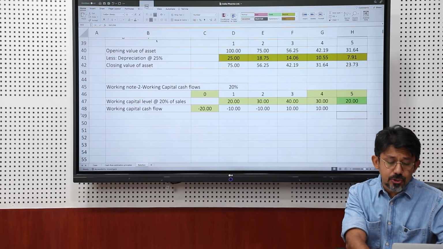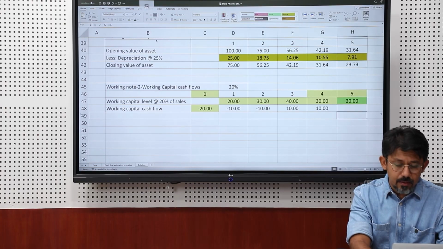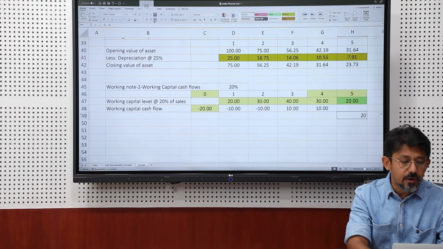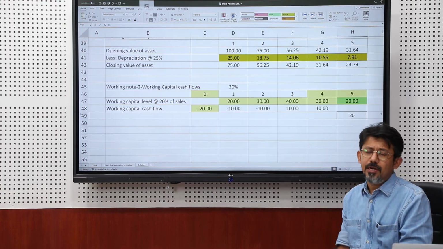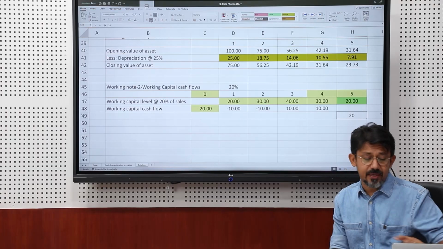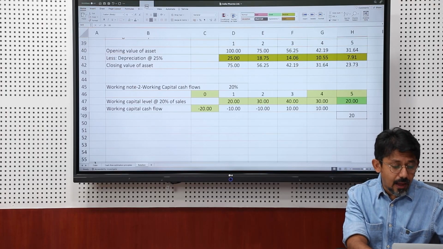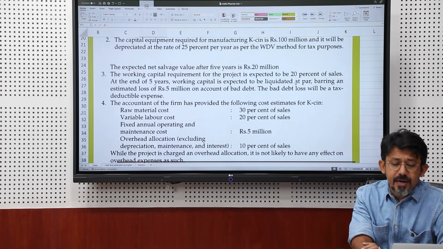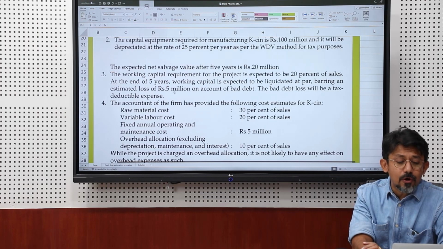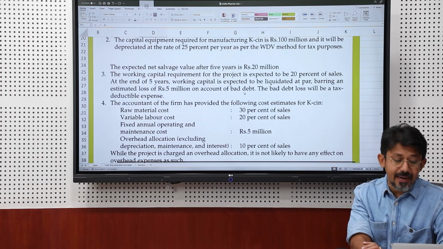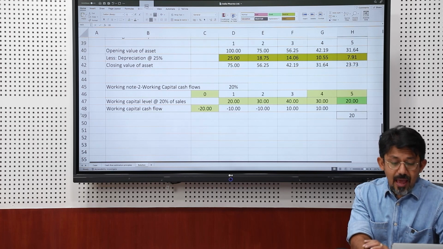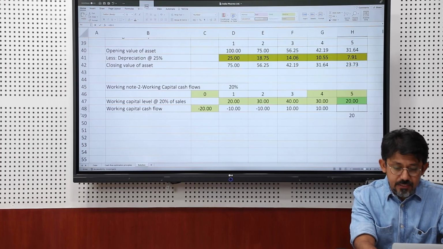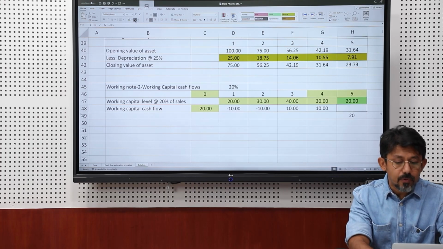So ideally I should be writing 20 as a cash inflow in year 5, right, but I am not writing 20 over here. In this specific case, I can go back to the case and read this. You are told working capital is to be liquidated at par, barring an estimated loss of 5 million on account of bad debt. So, I should actually be writing 20 minus 5, 15, right.